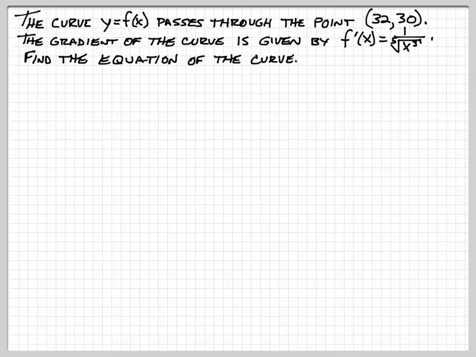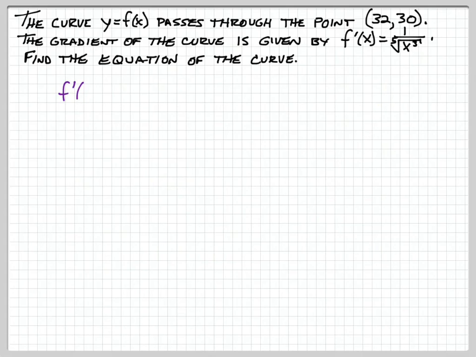Alright, so I'm going to jump ahead. The curve y equals f of x passes through the point (32, 30). The gradient of the curve is given by f prime of x equaling 1 over the fifth root of x cubed. We want to find the equation of this curve. Okay, so again, we know that the gradient or the derivative is the derivative function of the parent, which is the equation of the curve.